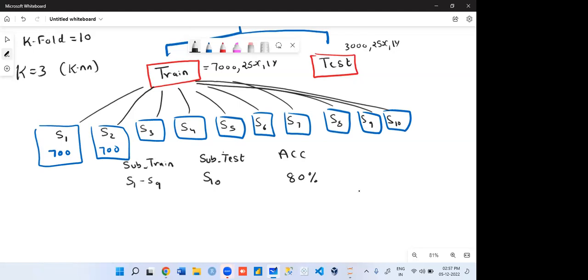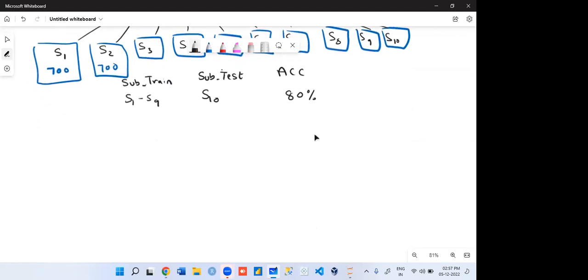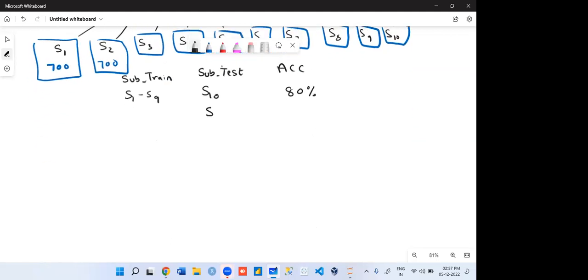Step number 1 is clear. We'll try the combinations in such a way that one sample will become subtest one time. Repeating, each sample will come in subtest one time. So how many combinations do I have to make, guys? If here S9 is the subtest, then how many will be here? S1 to S8 and S10. Clear? This will be now S8, with S1 to S7.